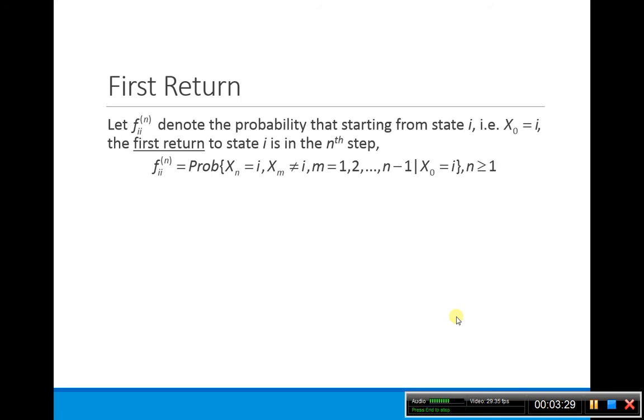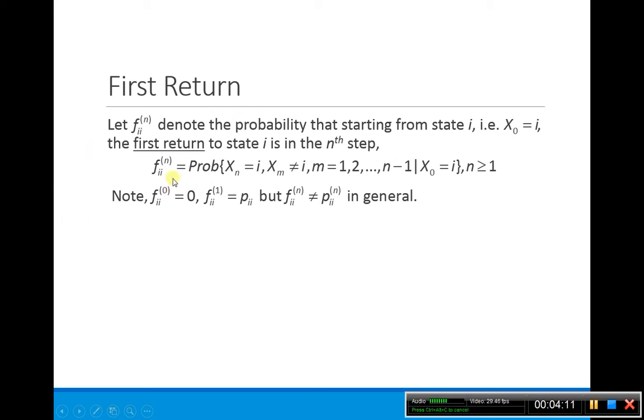When we have these finite Markov chains, we can talk about the first return to a state I. The first return is denoted by Fii of n. Basically, this is the probability that if I start in state I, I'm back in state I at time n, but I was not there at any previous time step. So it's the first time I return. What's the probability that at time step n I'm at state I, even though I wasn't there at all before?